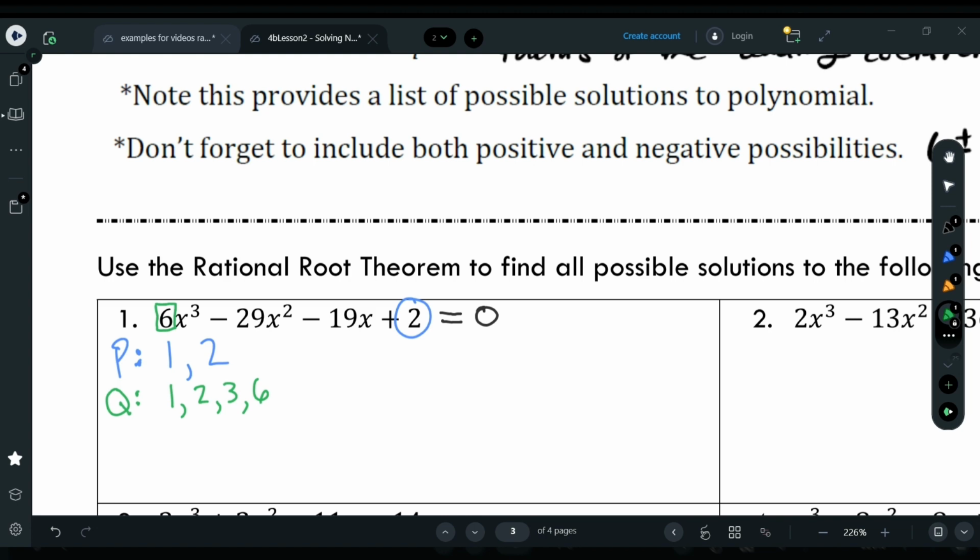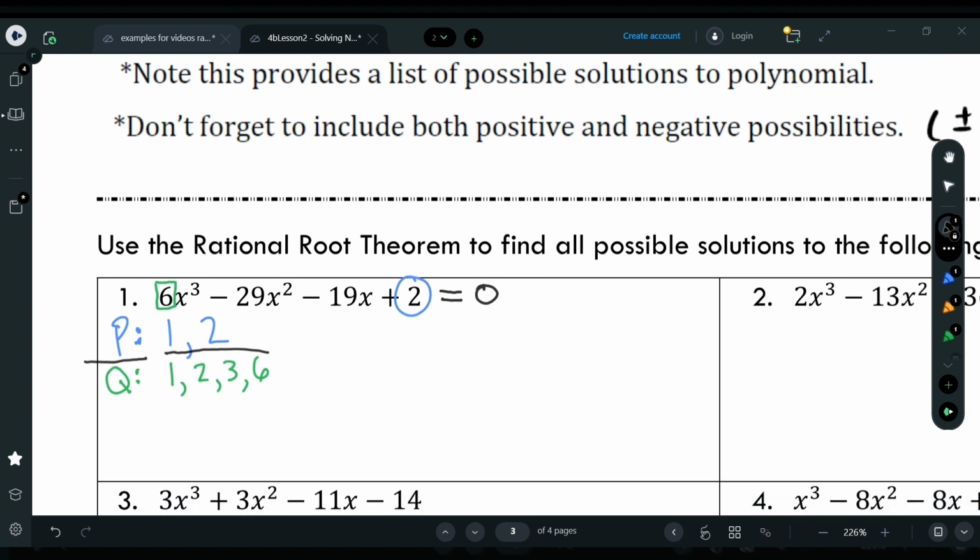Let's go ahead and make a list of all of our possible solutions. The possible solutions are going to be every combination of a P number divided by a Q number. So every combination we get here with one of these on the top and one of these on the bottom. So let's start to list them out. And this is what I'll do. I'll start by using a Q value of 1, and I'll see what combinations that we have.